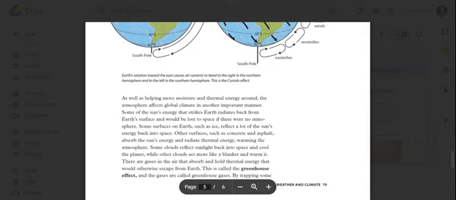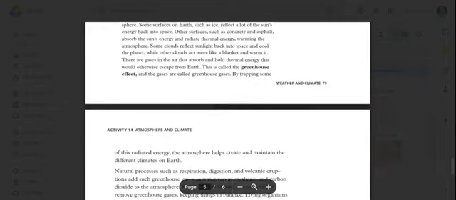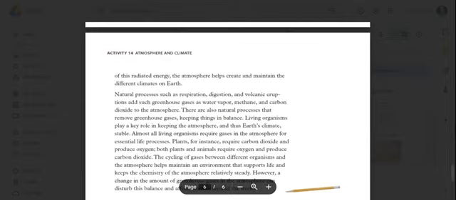Some clouds reflect sunlight back into space and cool the planet, while other clouds act more like a blanket and warm it. There are gases in the air that absorb and hold thermal energy that would otherwise escape from Earth. This is called the greenhouse effect, and the gases are called greenhouse gases. By trapping some of this radiated energy, the atmosphere helps create and maintain the different climates on Earth.